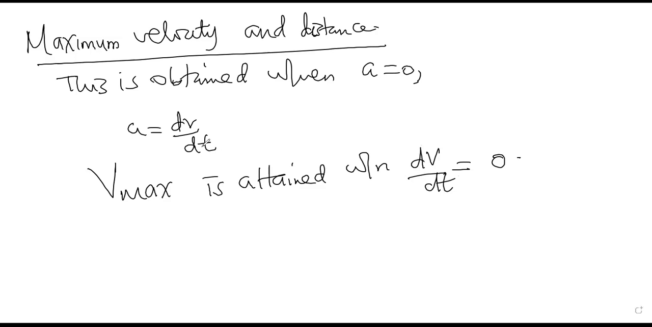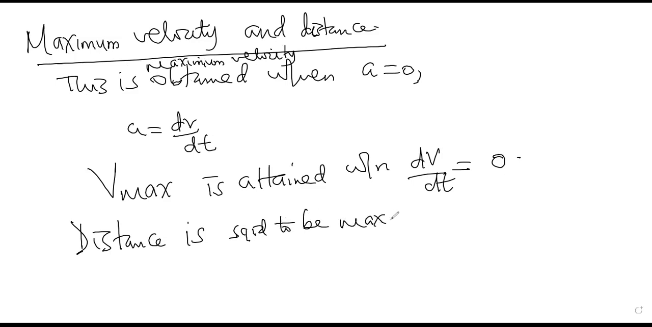Then maybe also what you need to know is how distance is obtained. This is velocity, maximum velocity first. Maximum velocity is obtained when dv/dt is equal to 0. But distance is said to be maximum simply when velocity is equal to 0.